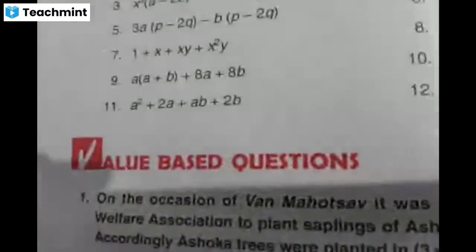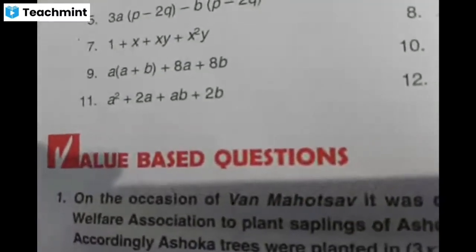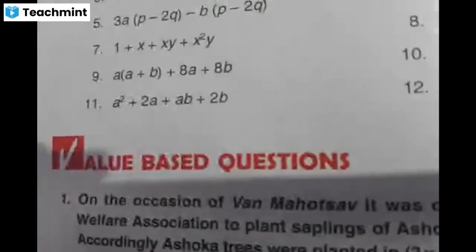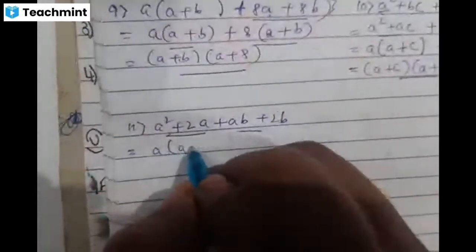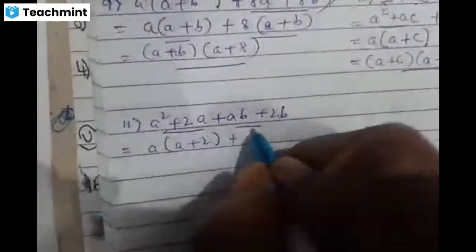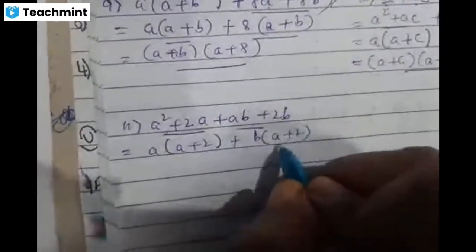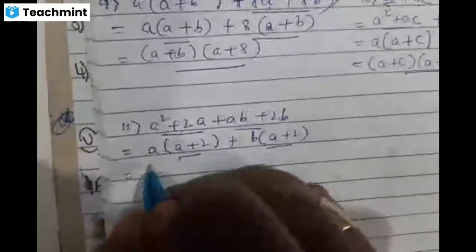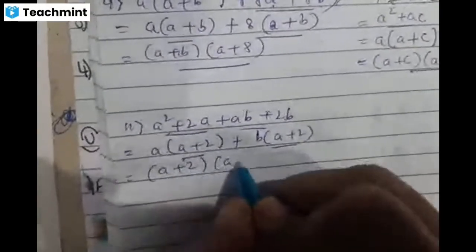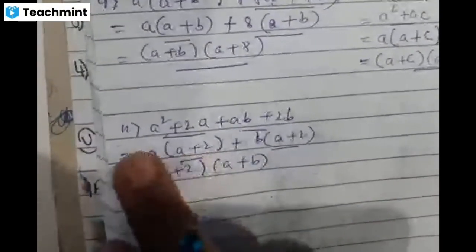Next we have the 11th question: A square plus 2A plus AB plus 2B. Same as we have done in the last problems, what is common will be kept outside and the left terms will be kept inside. After we do this, we will have one of the binomials common. A plus 2 is common, A plus B.